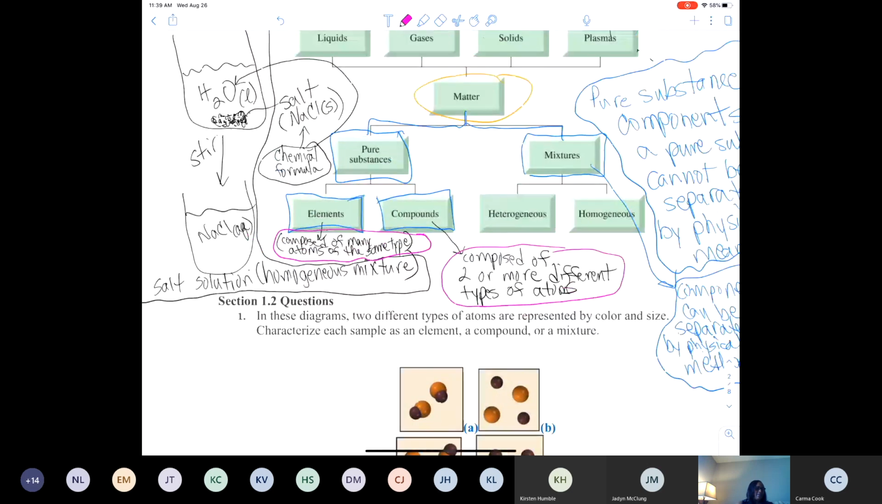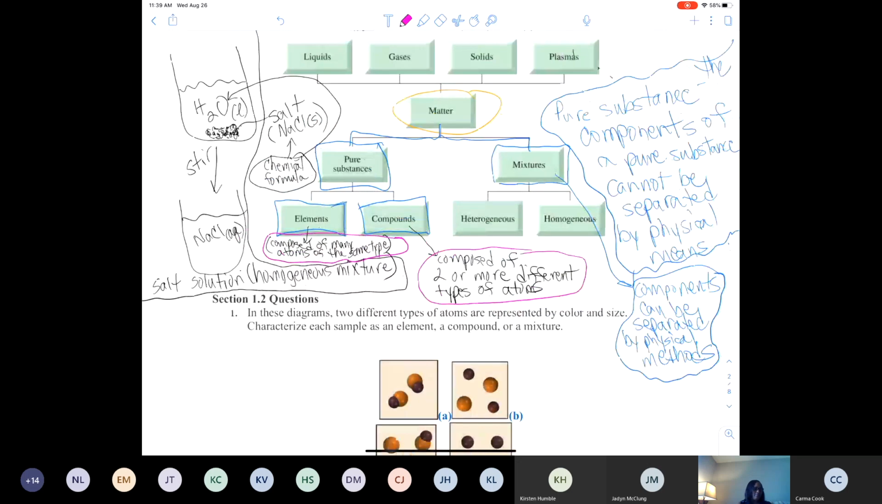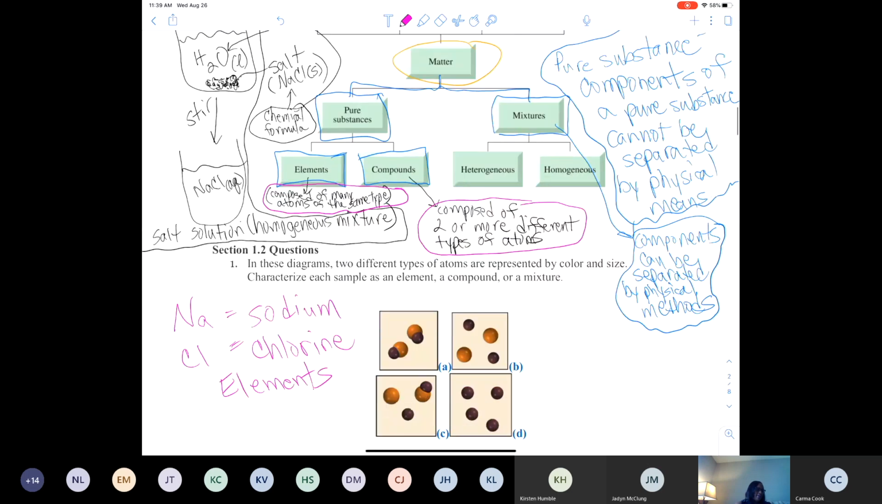So an example of an element is any of the elements that are on the periodic table. For example, the symbol Na is for the element sodium. The symbol Cl, capital C with a lowercase l, is the symbol for the element chlorine. So these are elements. A sample of sodium is made up of sodium atoms. A sample of chlorine is made up of chlorine atoms.